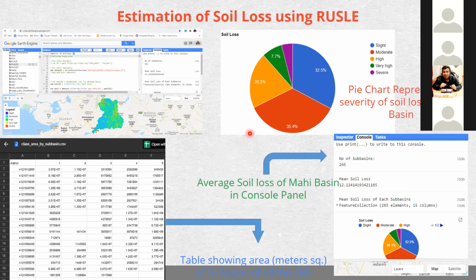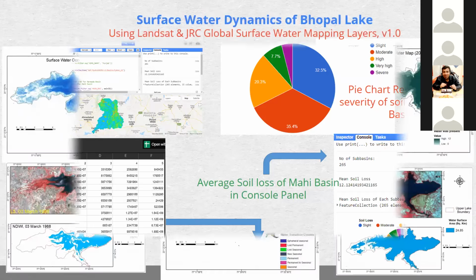We estimated the soil loss using the RUSLE in the Google Earth Engine, and this thing we have done not only for Mahi Basin and Narmada Basin, but for many basins in the central part of India.